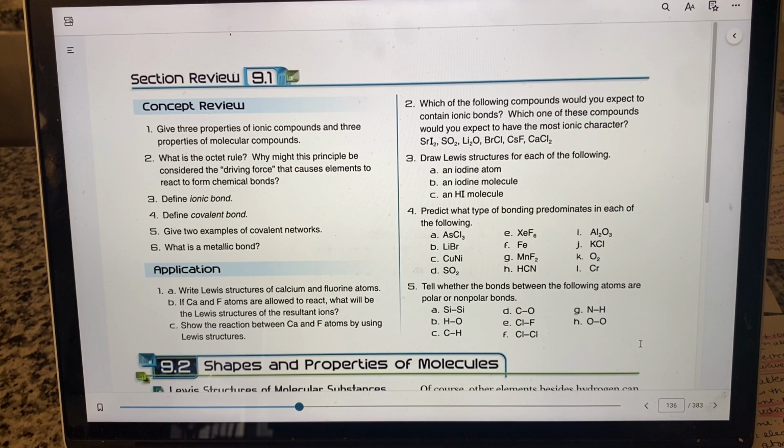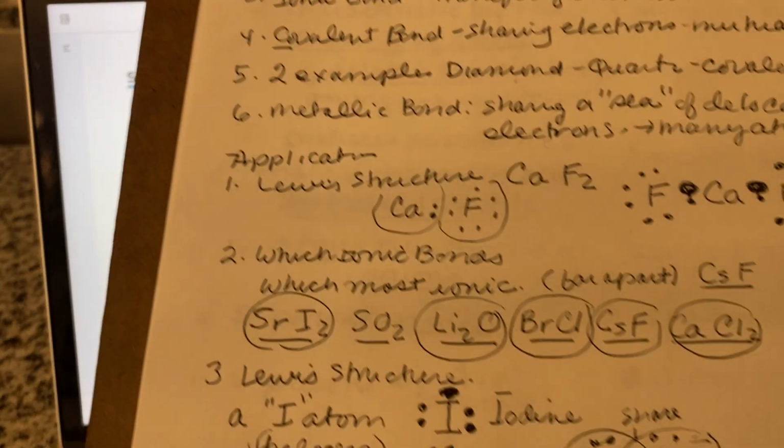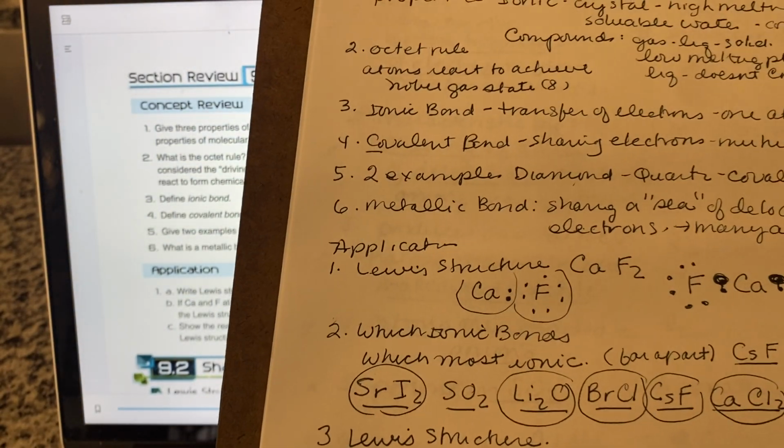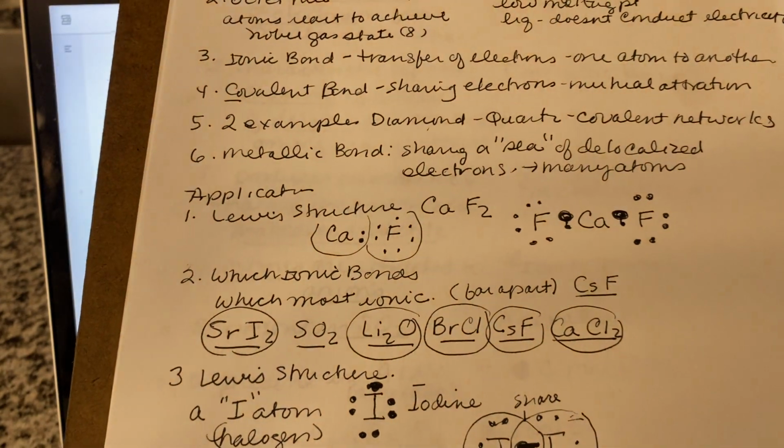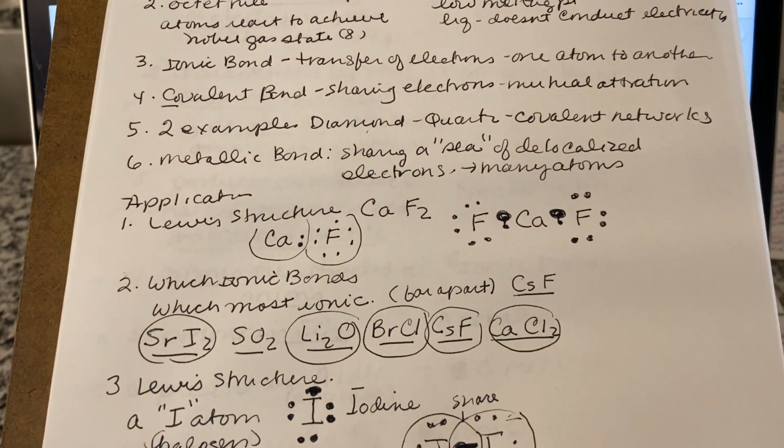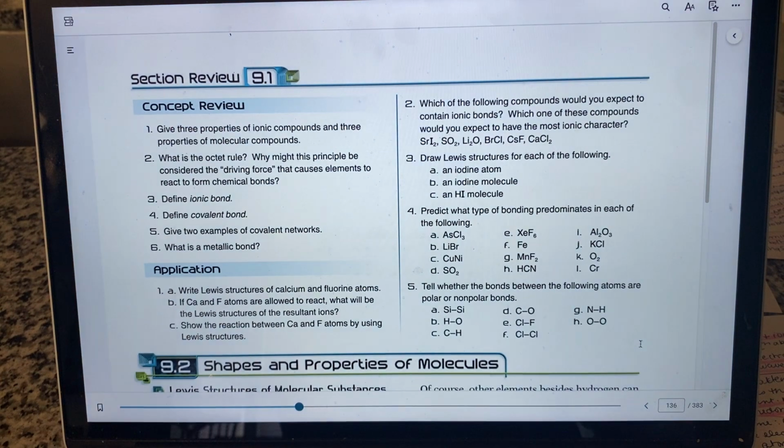So what is a metallic bond? Well, here's the definition. Metallic bond, number 6 there. Metallic bond is sharing a sea of delocalized electrons. So you have these electrons which are delocalized. That means they're free, and they're flowing through in the midst, and all of the different atoms are sharing this. It's always with metals, and that's how come metals conduct electricity really well.